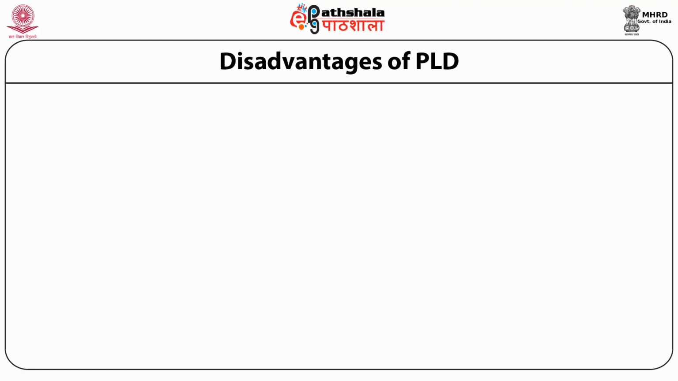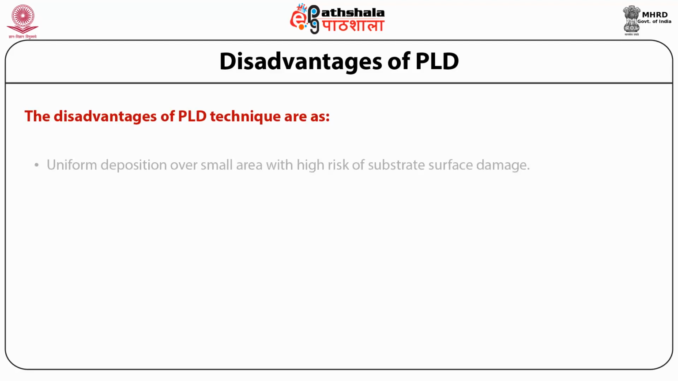Disadvantages of pulse laser deposition. The disadvantages of the PLD technique are as follows. First of all, the uniform deposition is there over a small area with high risk of substrate surface damage. Meaning, since the plume size obtained in this technique is small, as the target which is ablated is small, only a little uniform deposition area is obtained, and that too with the risk of substrate surface damage.